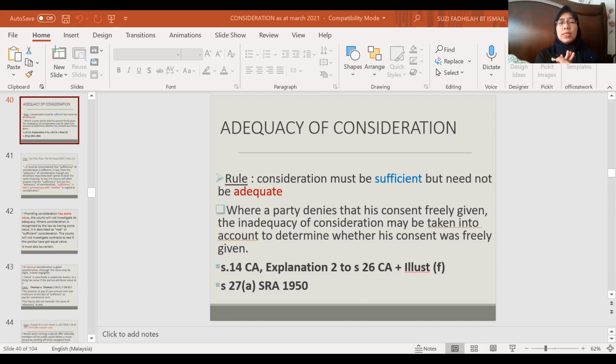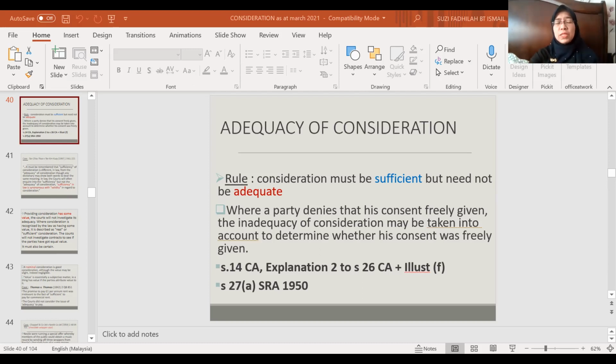So is it a valid contract? First of all, yes, the agreement is a contract, notwithstanding the inadequacy of the consideration. Obviously, 10 ringgit is inadequate if you compare it with the true market value of the horse, which is 1,000. But because the consent was freely given, voluntarily done, there's no problem with the inadequacy of the consideration.